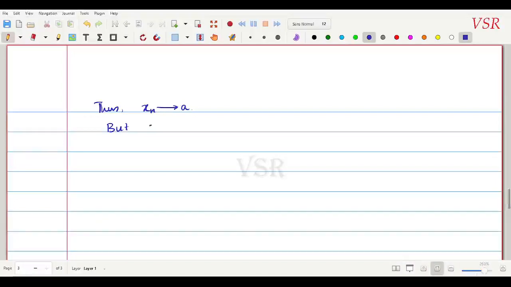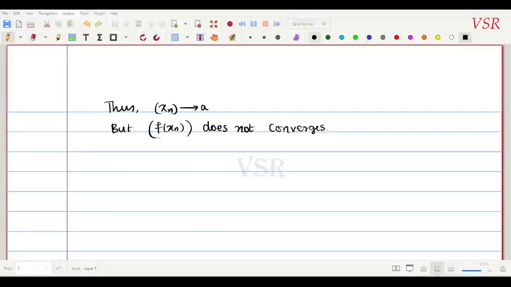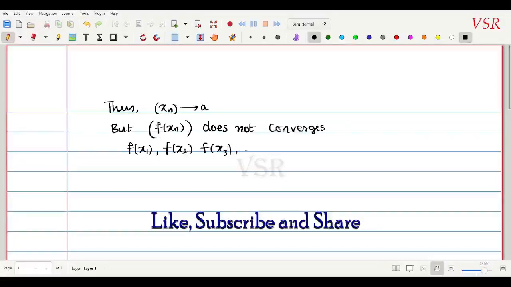f of xn does not converge. Why is this? Okay, what I have done now is that I have Xn converges to a, but f of xn does not converge. Why does f of xn not converge? Look at this sequence: f of x1, f of x2, f of x3, f of x4.